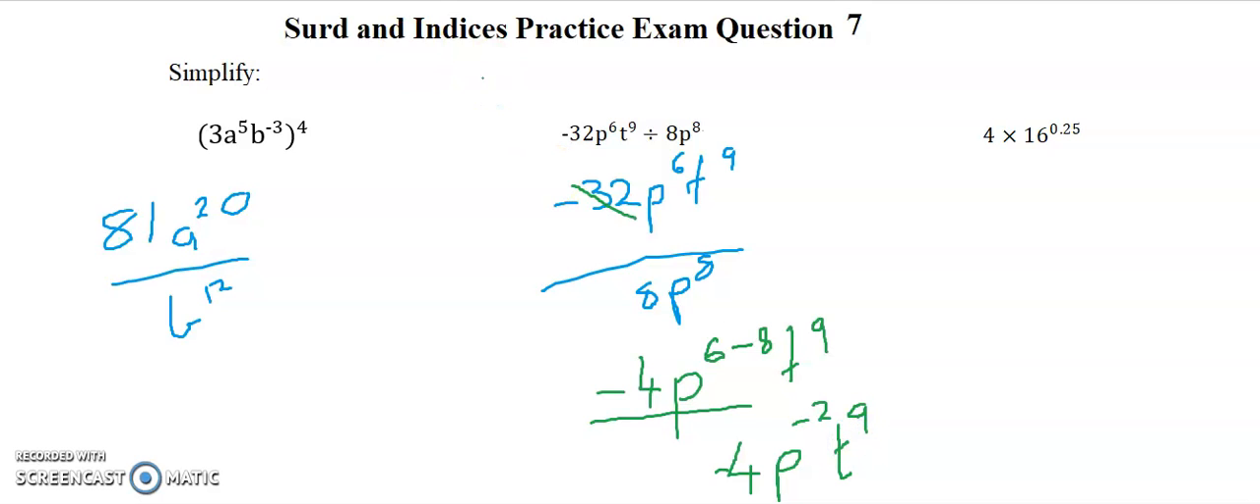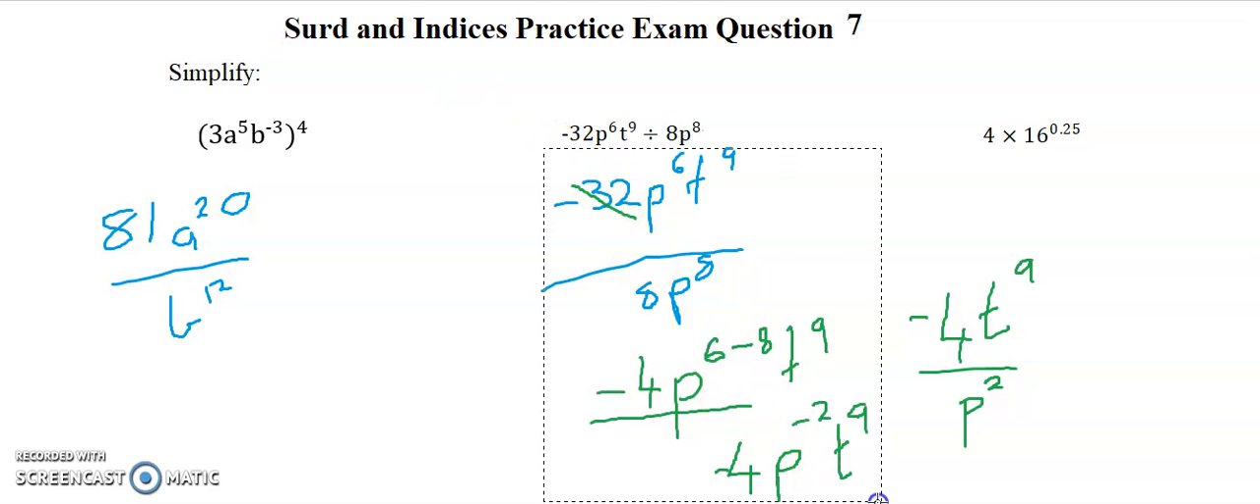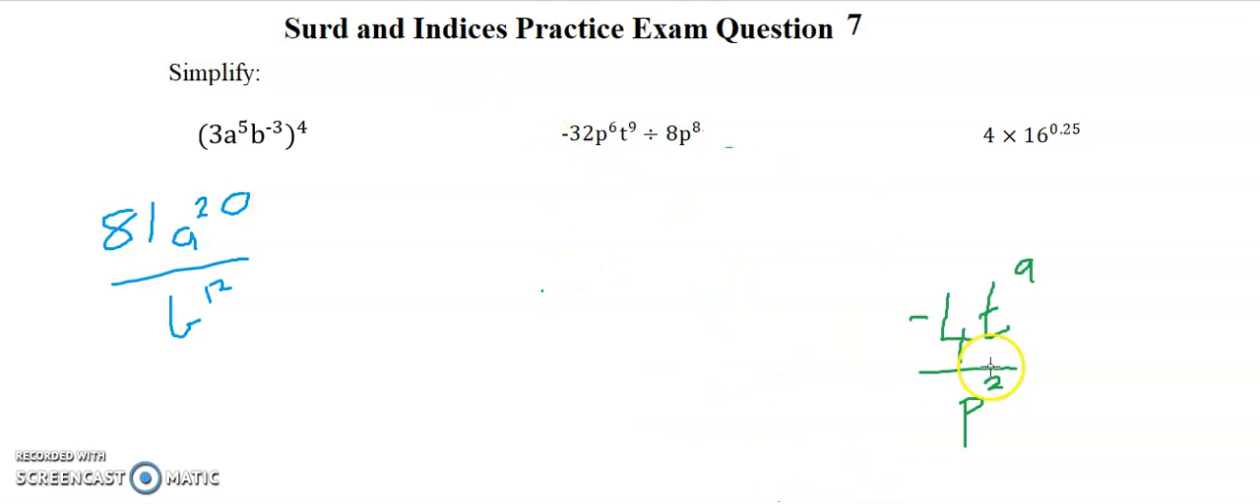Now when we have a negative power on the top, we can move it to the bottom and it becomes positive. So that leaves me with negative 4 t^9 over p^2. Okay, let's move on to the final question.